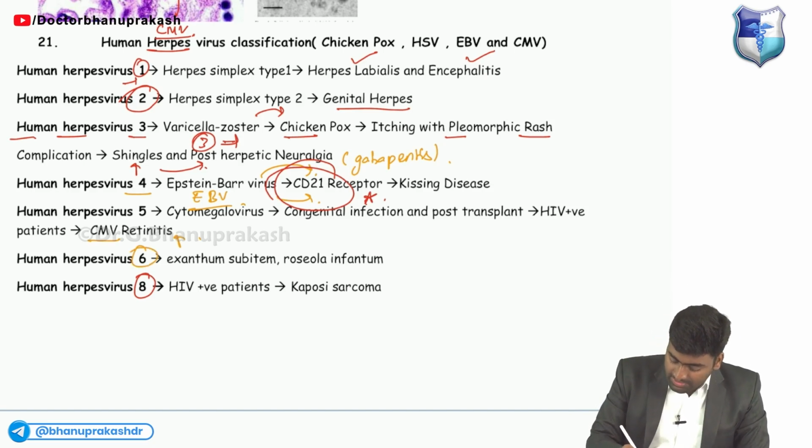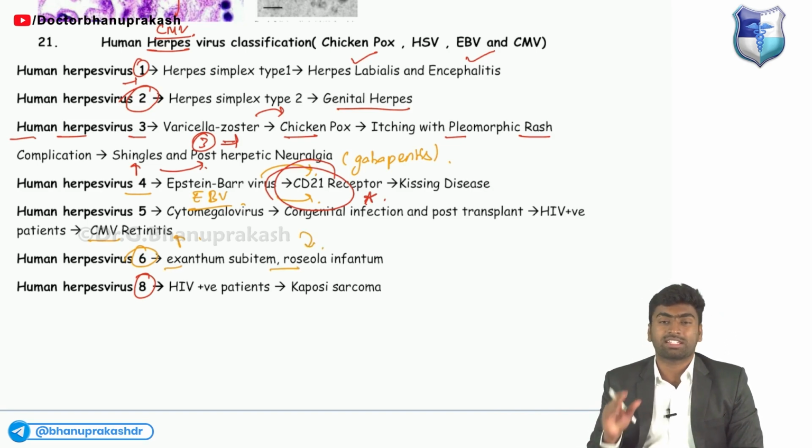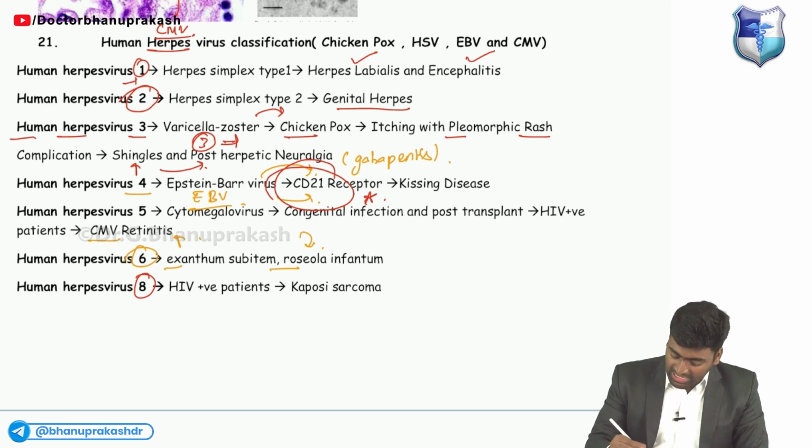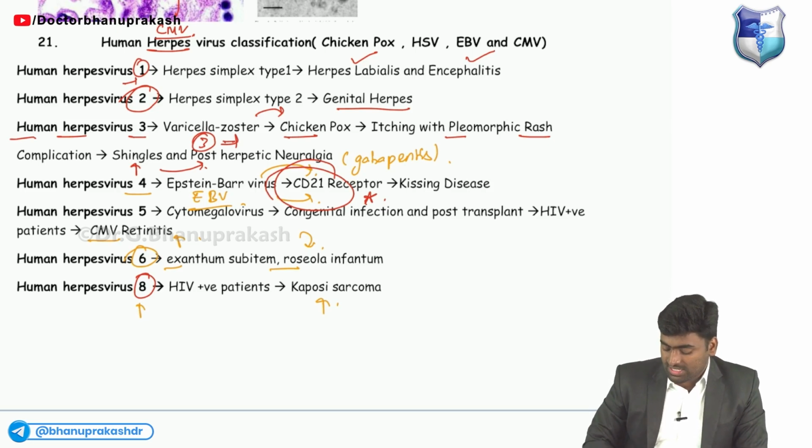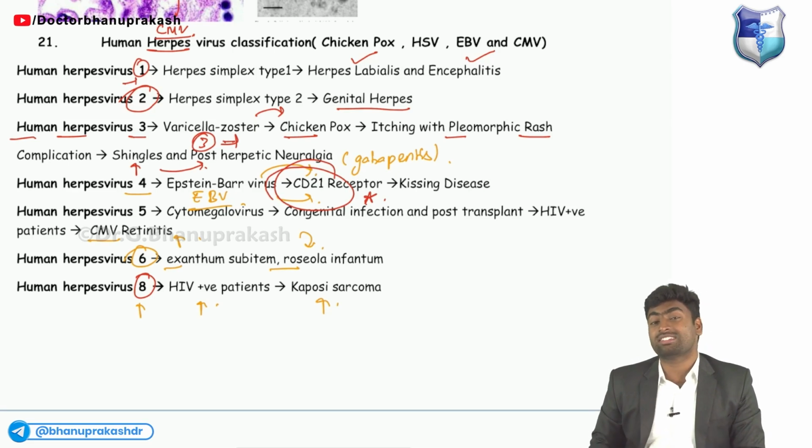Next, HHV6. It causes what is known as roseola infantum. Roseola infantum causes the slapped cheek appearance. Okay. And HHV8 causes Kaposi's sarcoma. Kaposi's sarcoma is caused by HHV8, which is mostly seen in HIV positive patients.